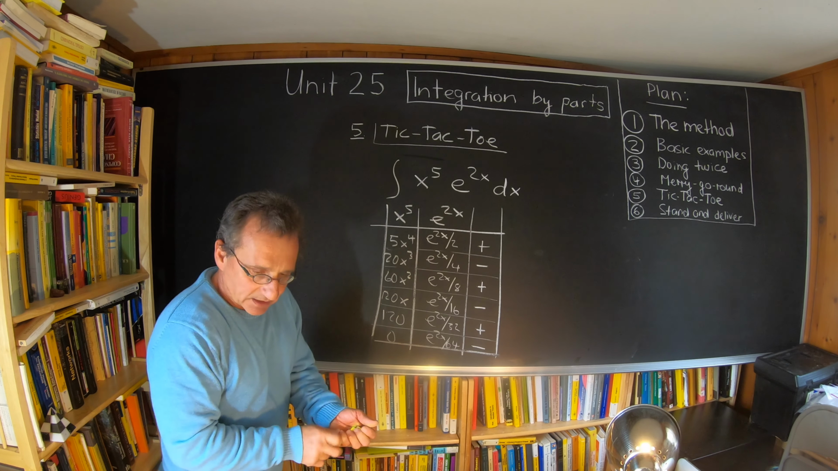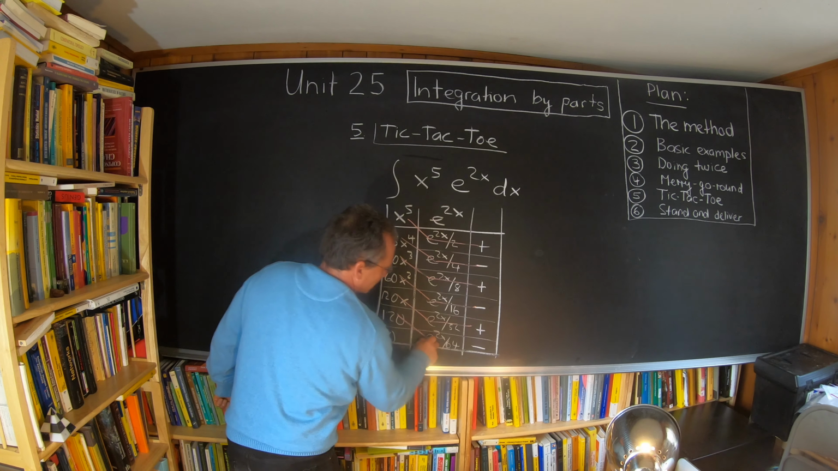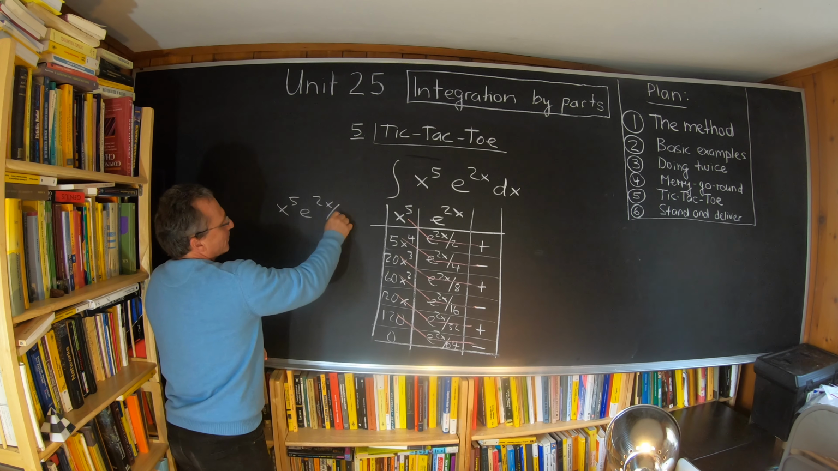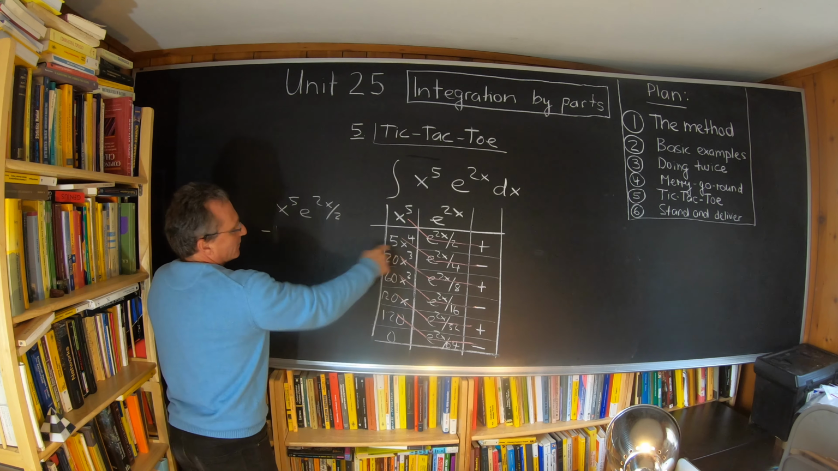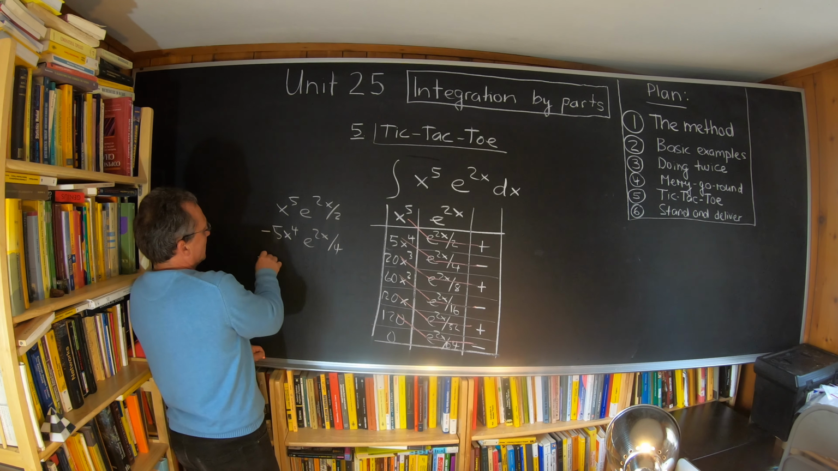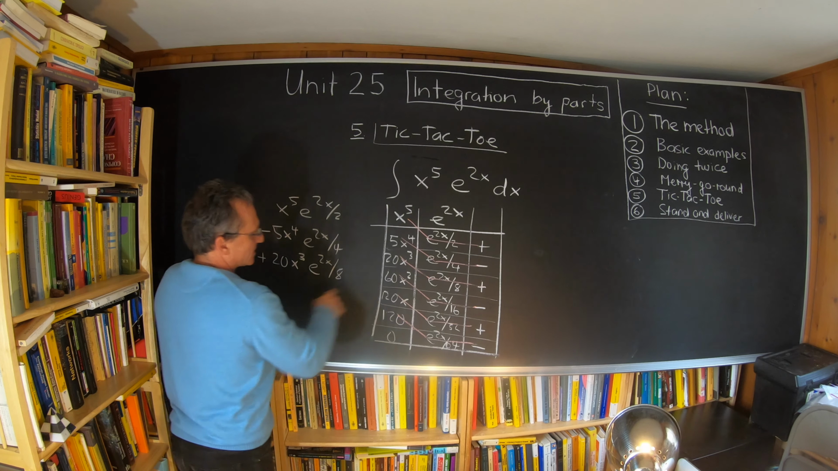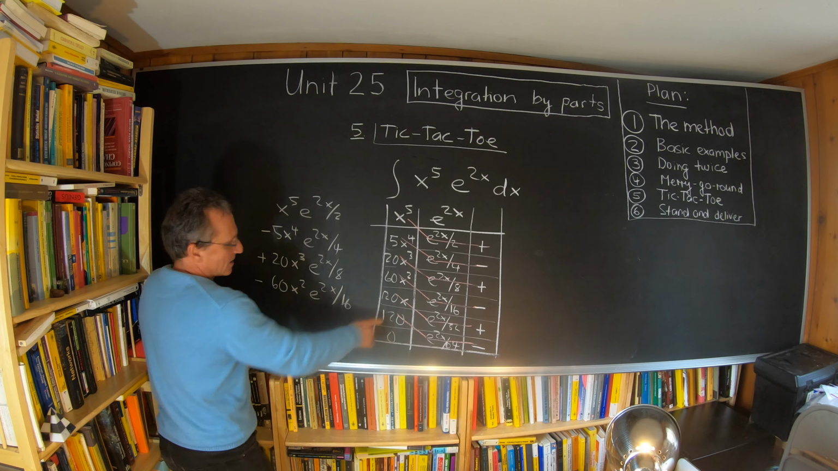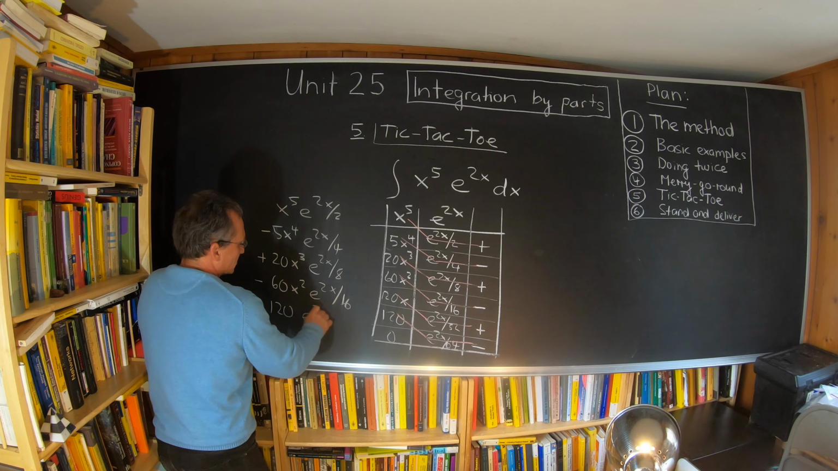And again, we are doing a tic-tac-toe. So what we do is we go like this, add up everything like that. So what we have is, just start here, x to the 5, e to the 2x over 2. Here with a negative sign, minus 5x to the 4, e to the 2x over 4. Then comes the 20, plus 20x to the 3, e to the 2x over 8. And then comes the 60 with a negative sign, because we have a negative sign here, 60x squared e to the 2x over 16. And then the 120 with a positive sign again, 120x e to the 2x over 32.